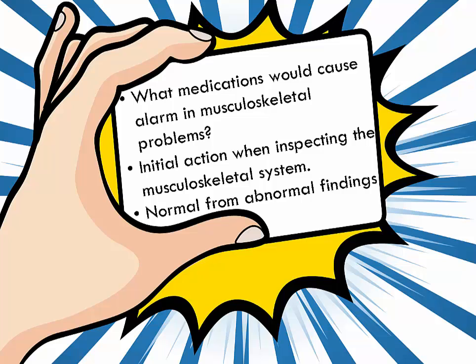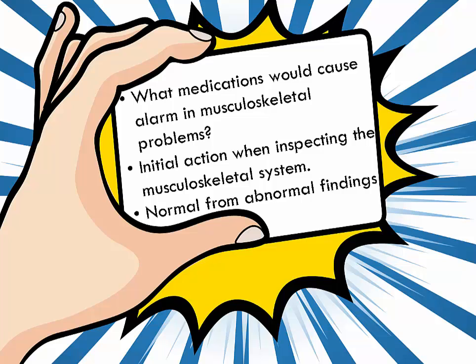What medication would cause alarm in musculoskeletal problems? Some medications can be harmful to the bones. Bone loss is usually greater if they take them in high doses or for a long period of time, such as aluminum-containing antacids, anti-seizure medications such as Dilantin or phenobarbital, cancer chemotherapeutic agents, gonadotropin-releasing hormone, heparin, lithium, Depo-Provera, methotrexate, and proton pump inhibitors like Nexium, Prevacid, and Prilosec.